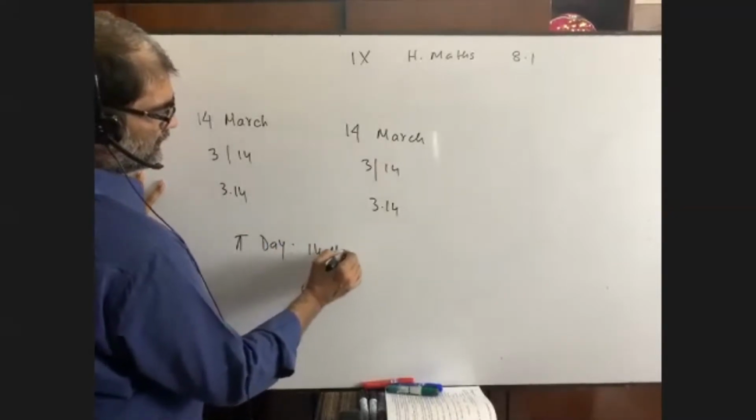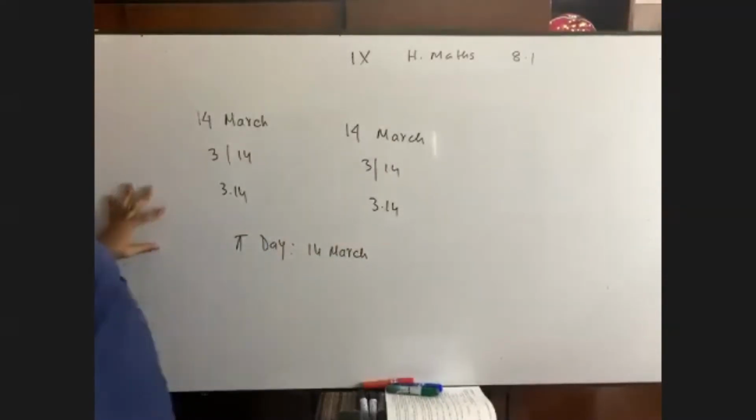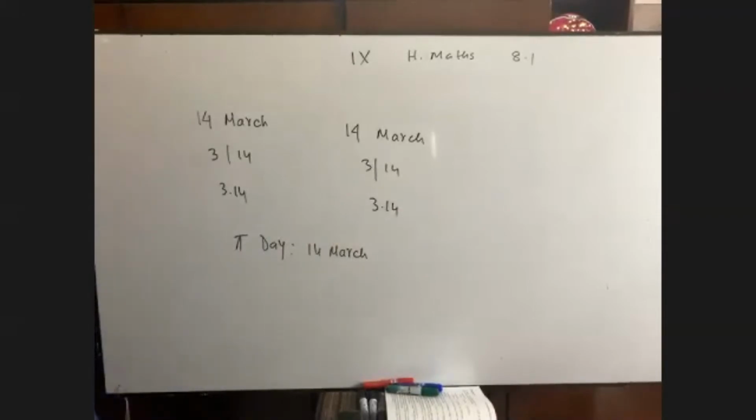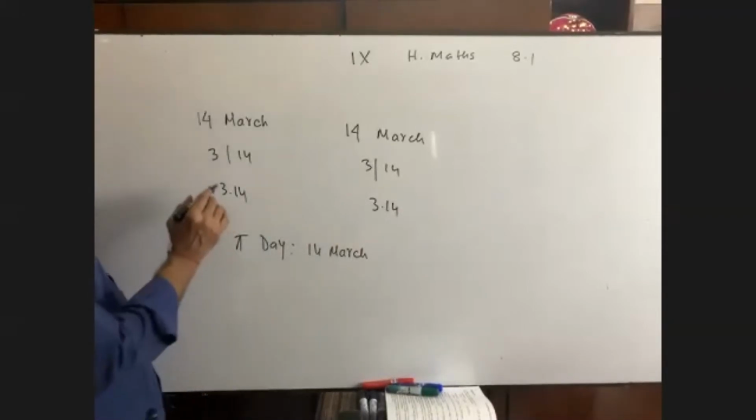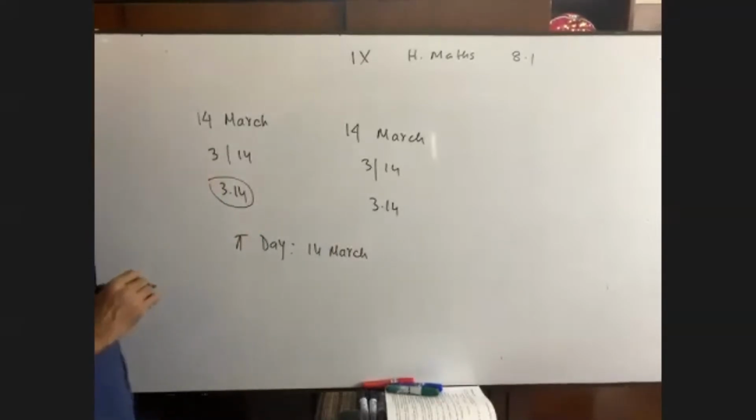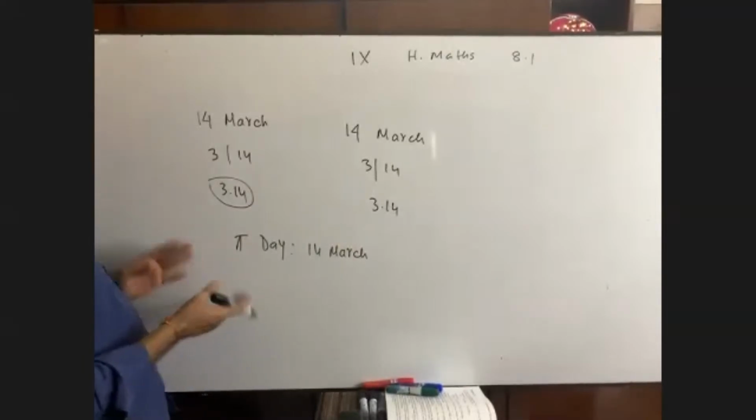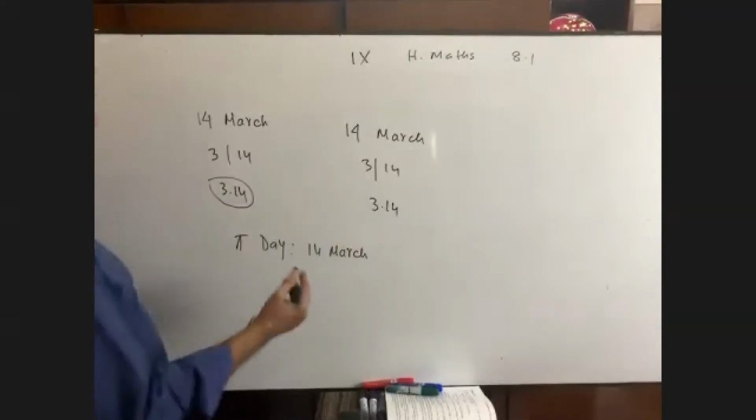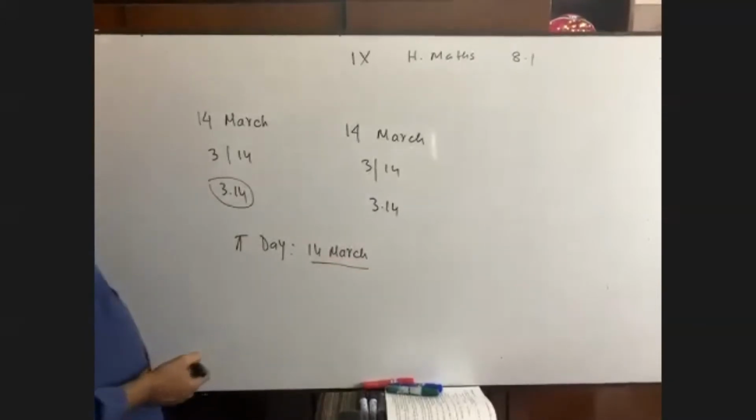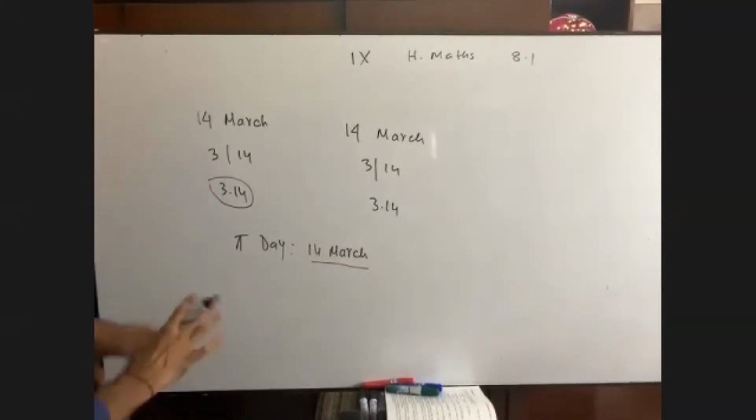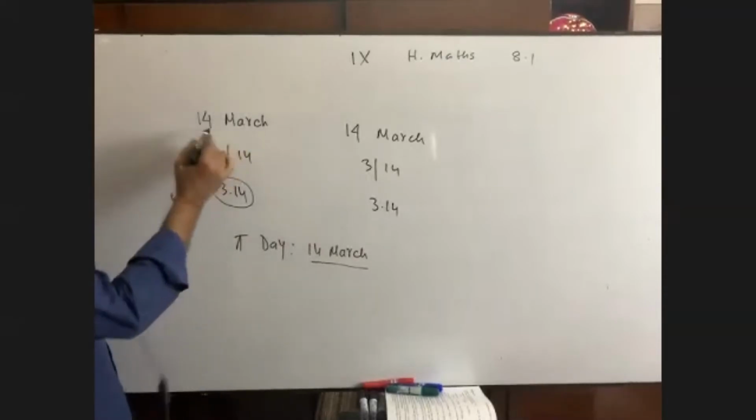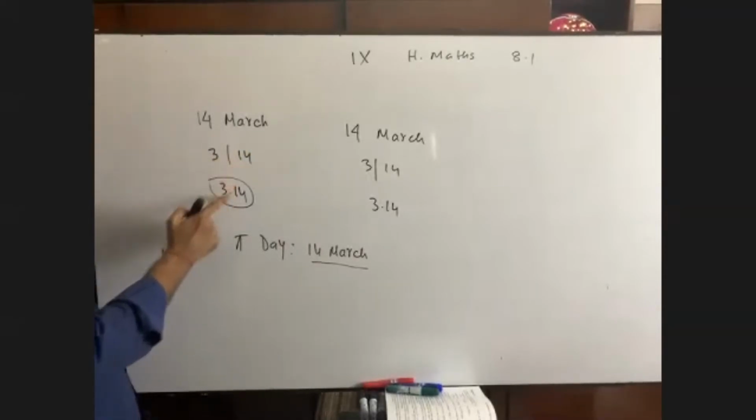Albert Einstein was born on Pi Day. I think you're getting me right. Yes, sir. So what is Pi Day? Worldwide, Pi Day is celebrated on 14 March. I think you have got me right. And how did it come? Like this, 14 March, 3/14. That is 3.14, the first 3 digits of pi.